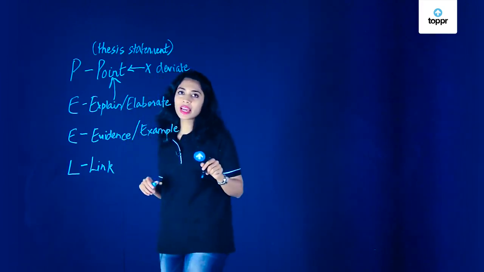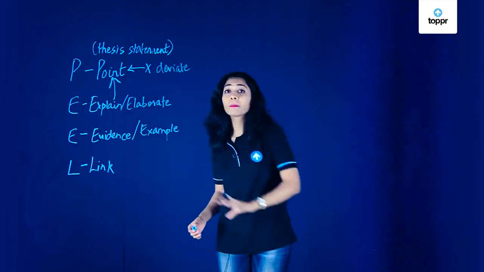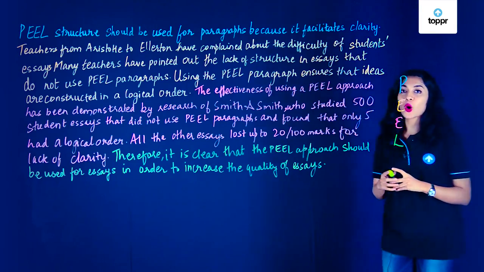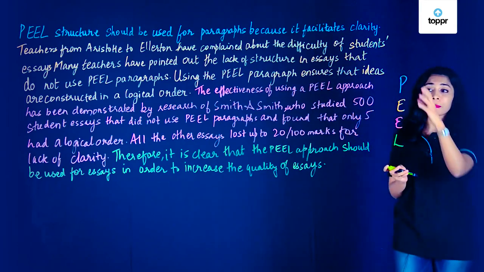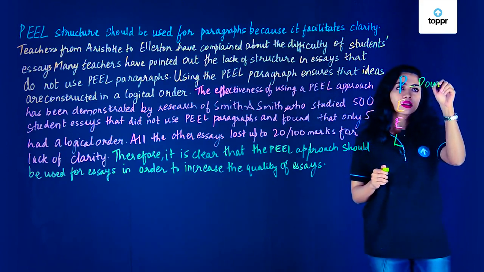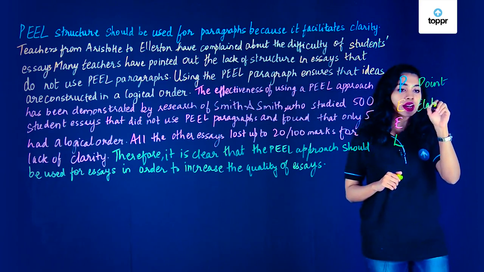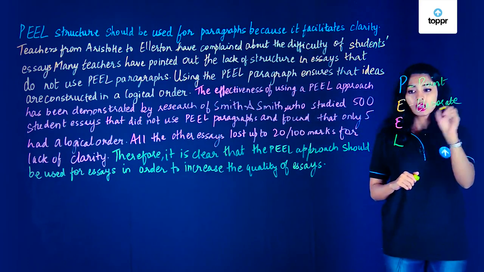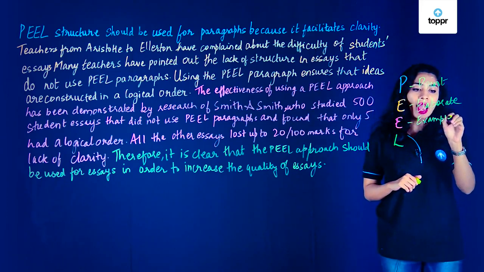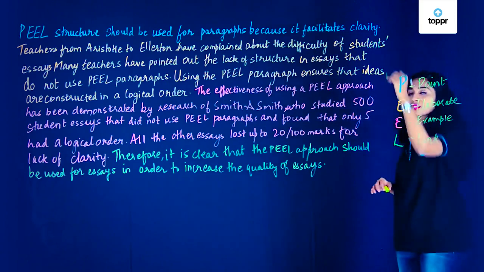What I'm going to do next is write you a paragraph using the PEEL technique. So I've written you guys a paragraph on why we should use the PEEL technique. So P is point, E is elaborate or explain, the other E is for example or evidence, and the L is for link. Now let's look at this paragraph.